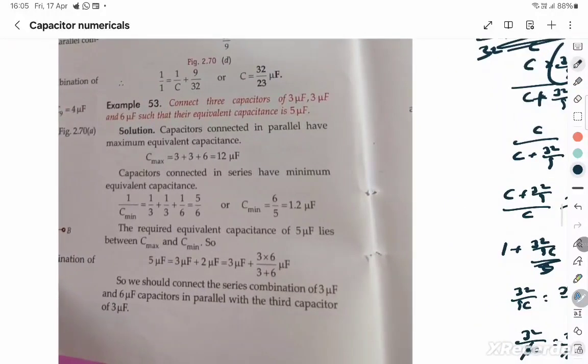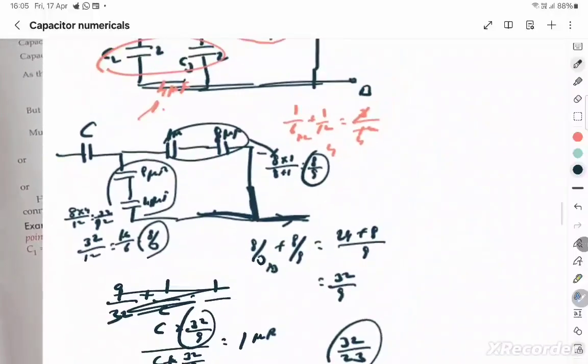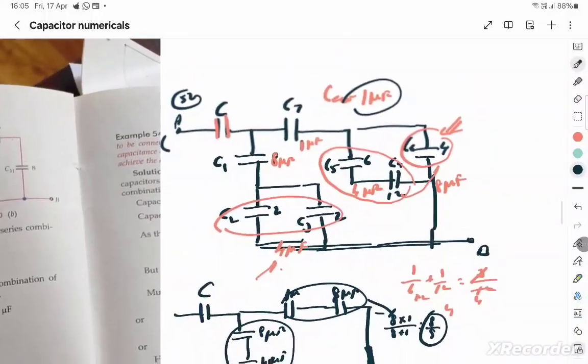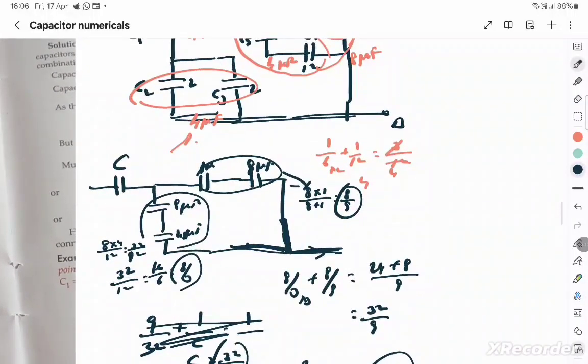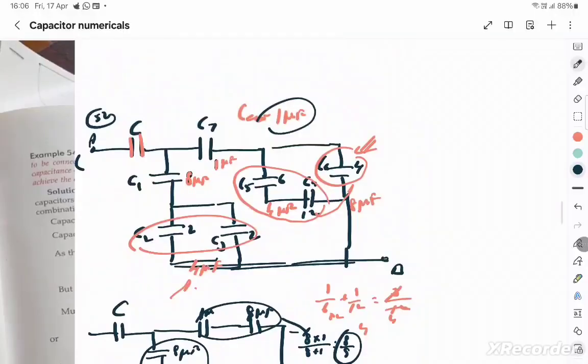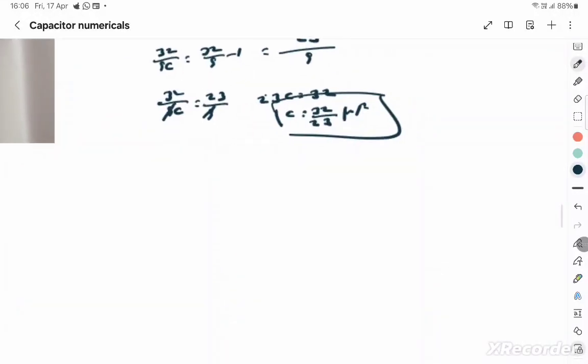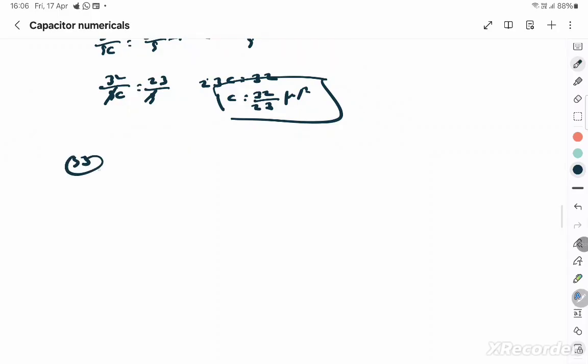So when such complicated sums you come across also, you should be able to redraw the circuit and finish it. That's about sum number 52. Let me deal with sum number 53. Obviously that will also not be there, so let's go to sum number 53.